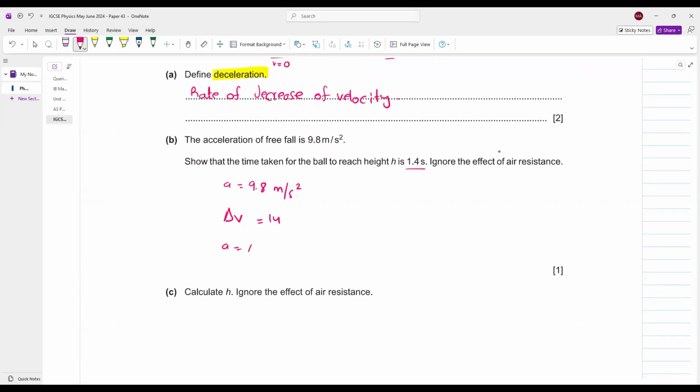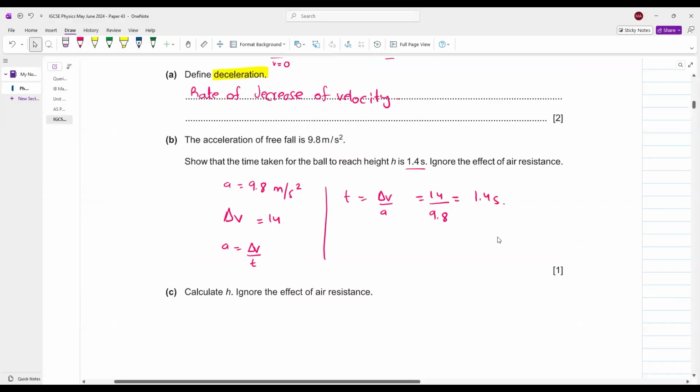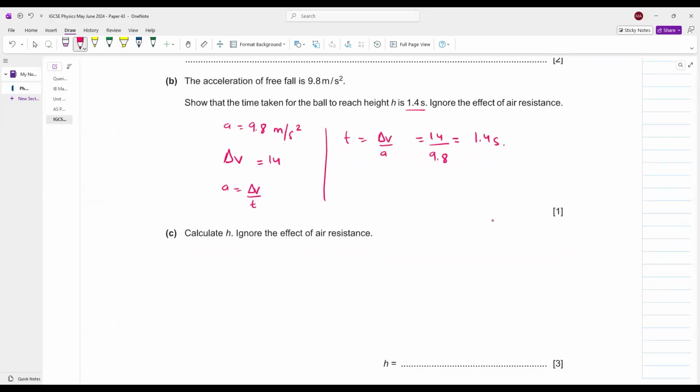Yes, acceleration is equal to change in velocity over time. Time is equal to change in velocity over acceleration. Change in velocity क्या है? 14. Acceleration क्या है? 9.8. You calculate the time, that comes out to be 1.4 seconds. Simple. Let's further move ahead.